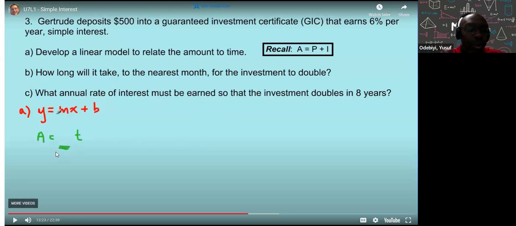So if we were to graph this, y is equal to a, which is the amount, and x is equal to time. If you remember, if we're looking at this graph, your x-axis is your time, so that's why we replace x with t. And your y-axis is actually the amount, that's why we replace y with a. And then it's going to tell you what's your y-intercept. We know the y-intercept is going to be 500, that's our starting amount.